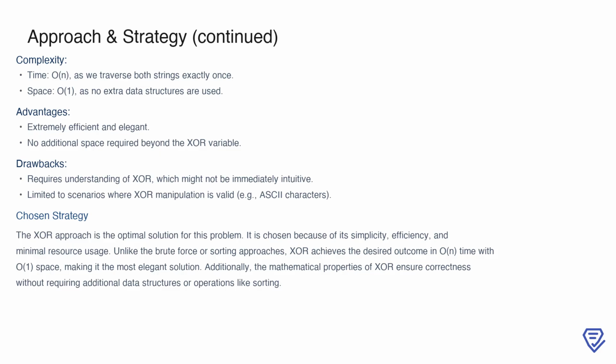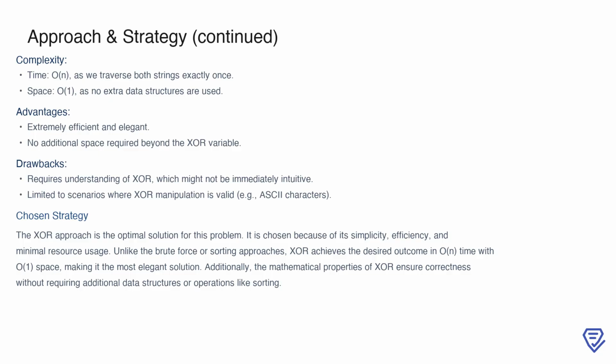It works by leveraging the mathematical properties of XOR, where XORing two identical values results in 0, and the operation is commutative and associative. This means that the order of operations doesn't matter, making it robust for any arrangement of input strings. To implement this, we initialize a variable, result, to 0. We then XOR all characters in both strings together, and the result will be the ASCII value of the extra character. This solution achieves a time complexity of O(n), as we process each character exactly once, and a space complexity of O(1), since no additional data structures are required beyond a single variable.